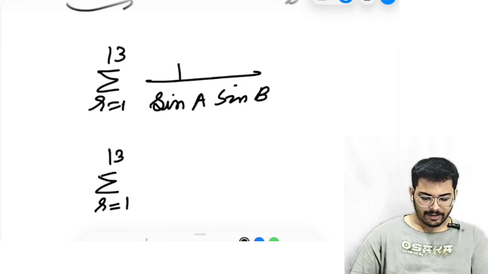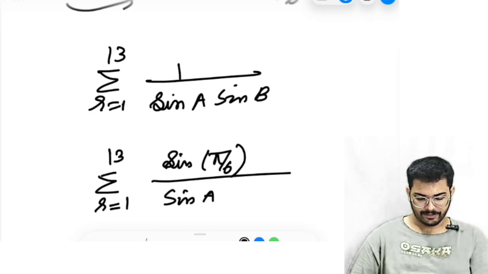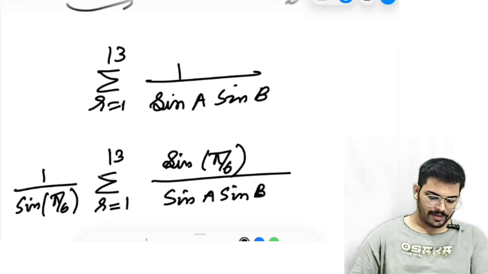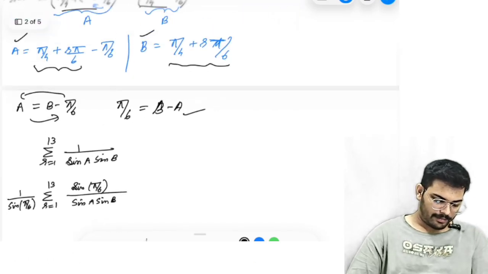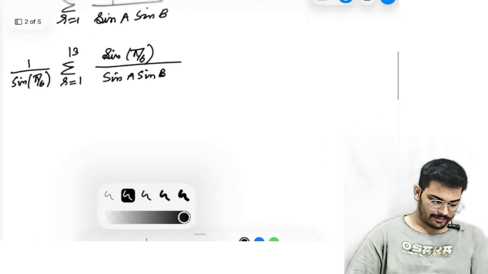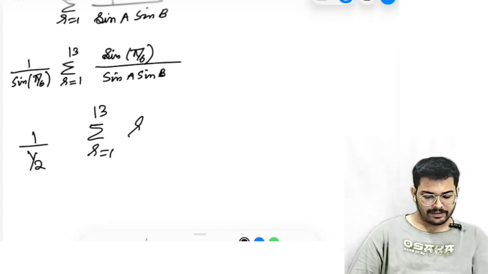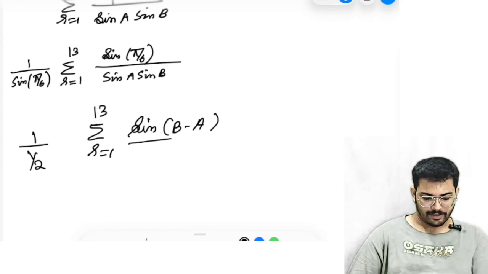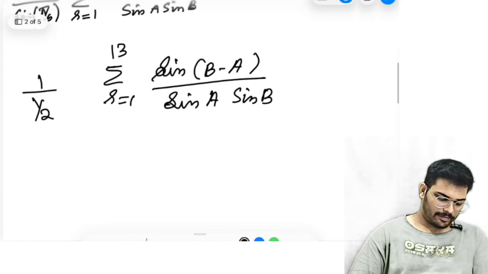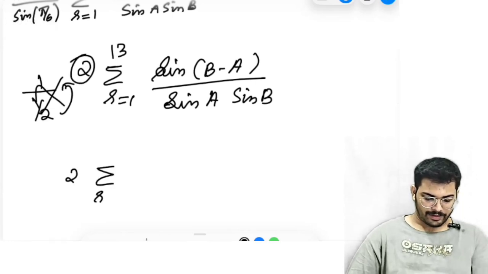Here I will be multiplying with sine pi by 6 on the numerator and denominator. Since it is a constant, you can directly multiply across the sigma notation. Now the relation is pi by 6 equal to b minus a. So you can directly replace this numerator: 1 by sine pi by 6, whose value is 1 by 2, so it becomes 2 times sigma r equal to 1 to 13 of sine of (b minus a) divided by sine a sine b.